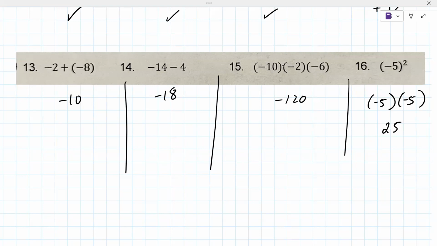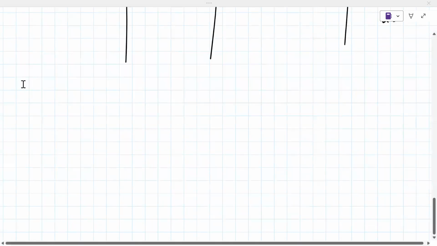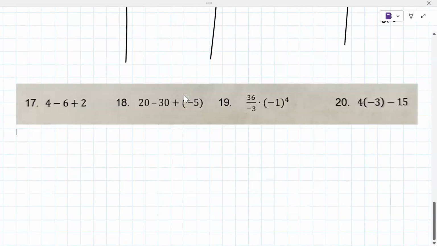4 minus 6, negative... 0. What's that? 0 for number 17. Let me get that snipped up. Yes, that is correct. These are getting a little more complicated. Negative 15. Yes, good. Doing great.